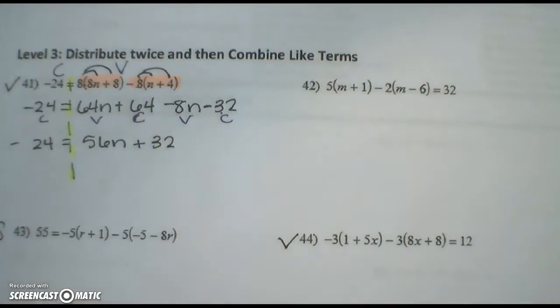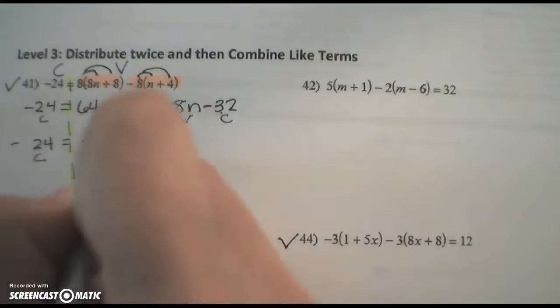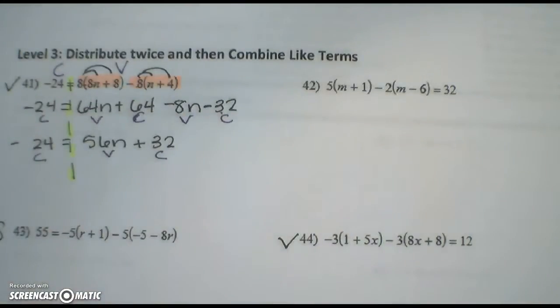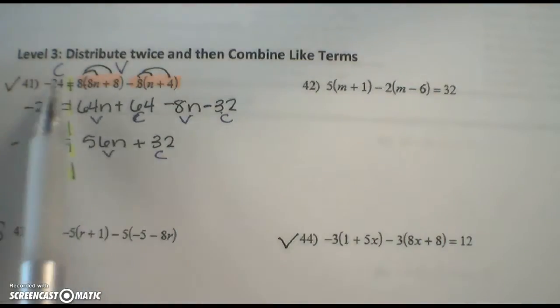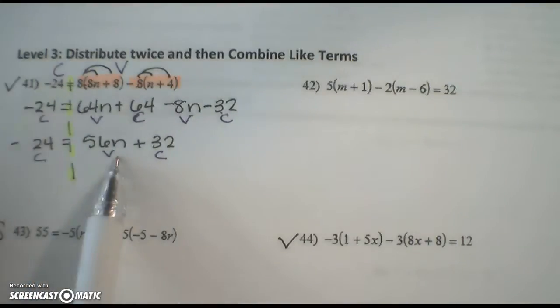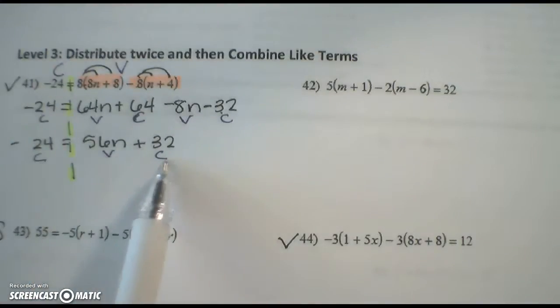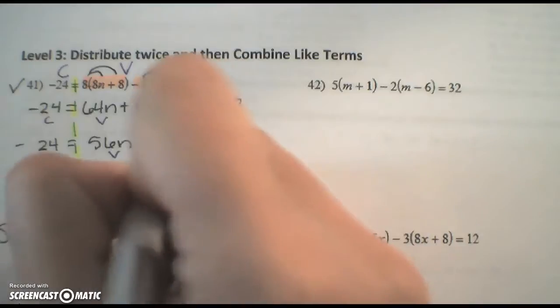And we're going to double check. We've got our constant, variable, constant. So it looks like we've got all our like terms combined. So we are now going to check and make sure all of our constants and variables are in the right spot. So we're going to undo with the opposite operation here. So let's subtract 32.